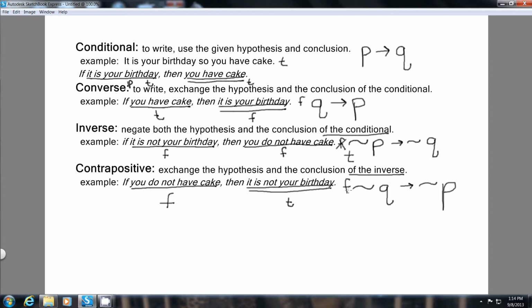Truth value tables are very difficult to understand. I just wanted to show them to you. I do not believe that we will have these on the test, but I just wanted you to be aware of the truth tables. So the big concept I want you to get is how to write conditional, converse, inverse, and contrapositive statements.